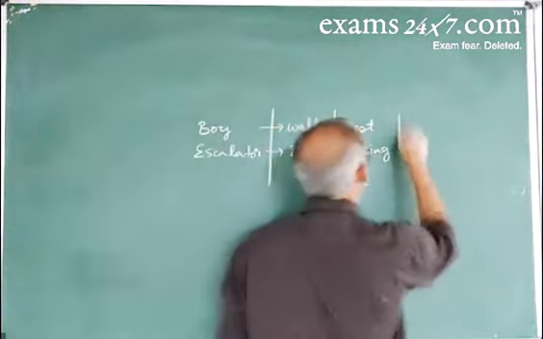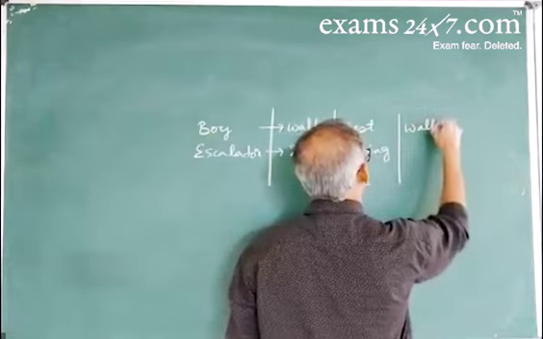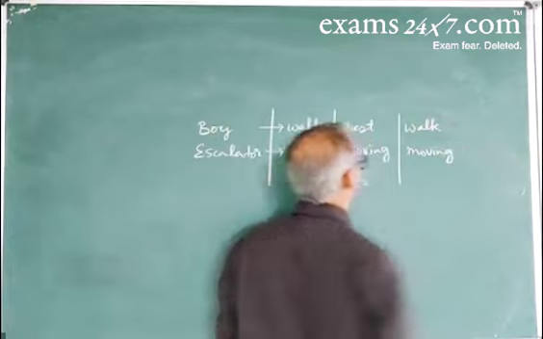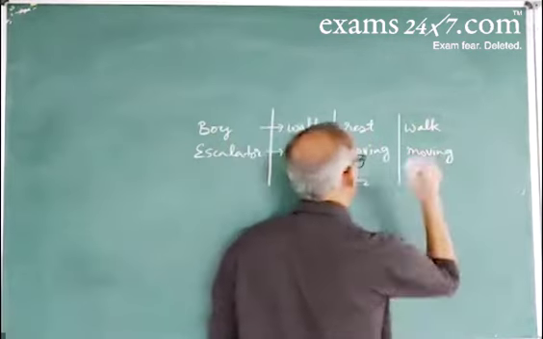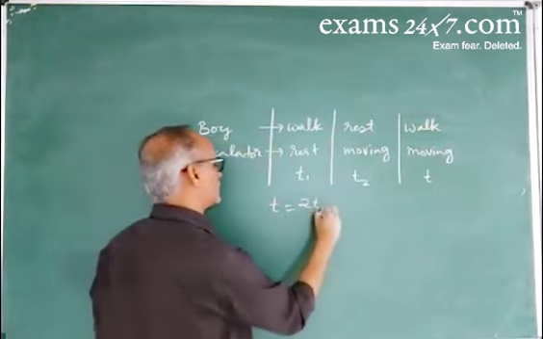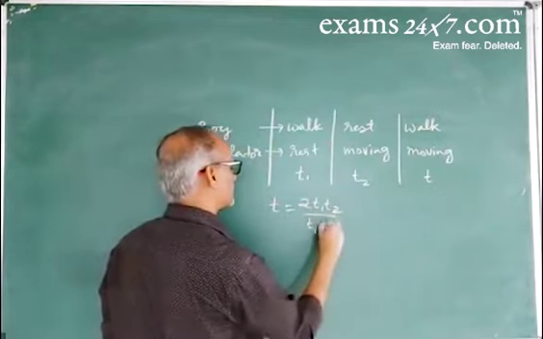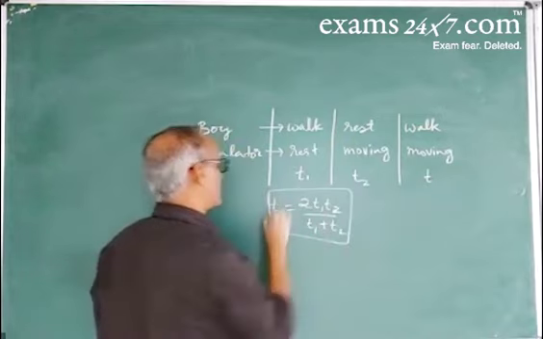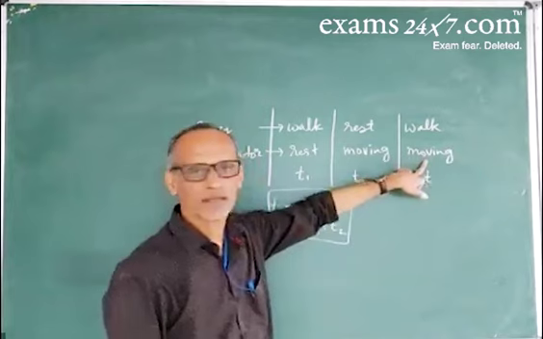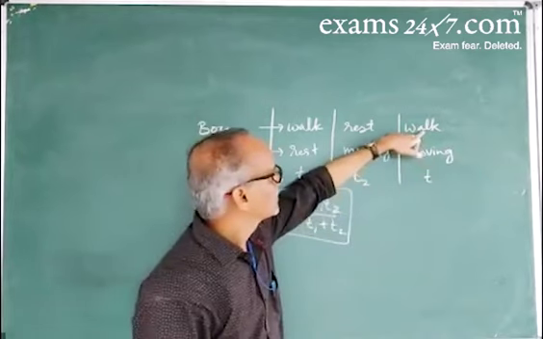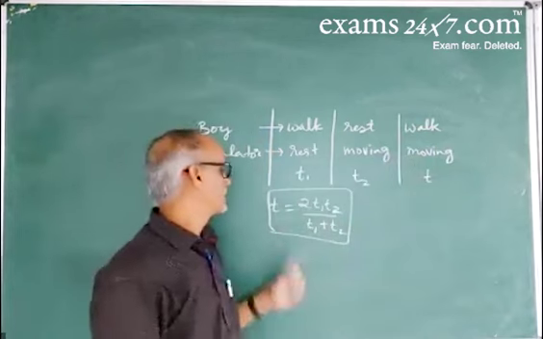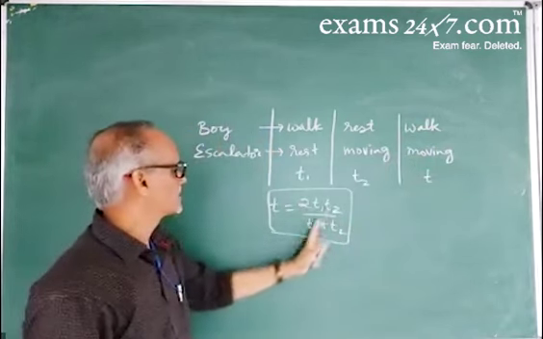And what if the boy walks on a moving escalator, and it takes a time t? Then t is given by 2 t1 t2 by t1 plus t2. We get this formula by using the relative velocity. You can see we use the relative velocity here because both the boy and the escalator are moving.